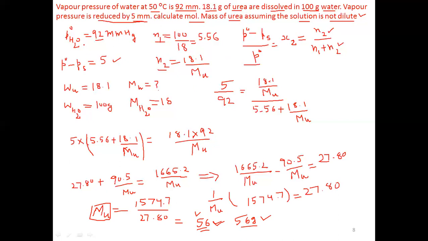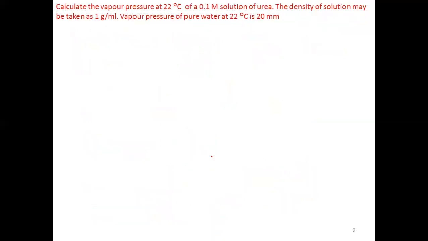We were given the vapor pressure of pure water, which is 92 mm, and we were given the lowering of vapor pressure, which is 5. Then we calculated the relative lowering. From this, by applying Raoult's law, we calculated the molecular weight of urea, denoted by Mu, which came out to be 56 grams. Let us do the next numerical.